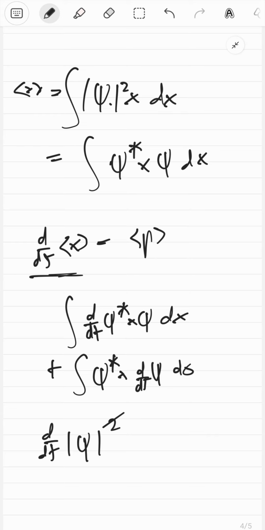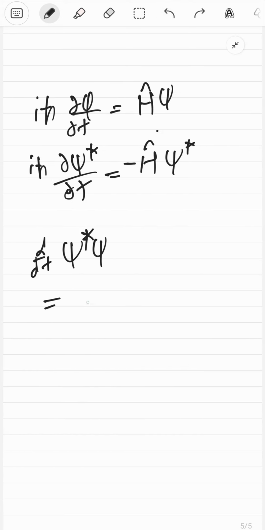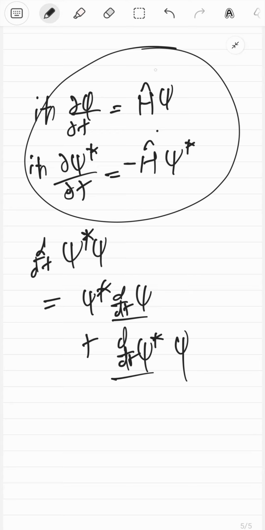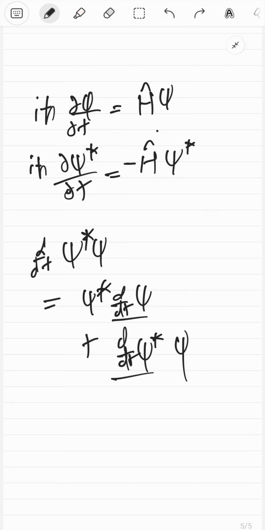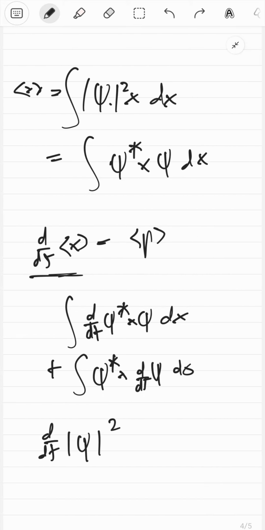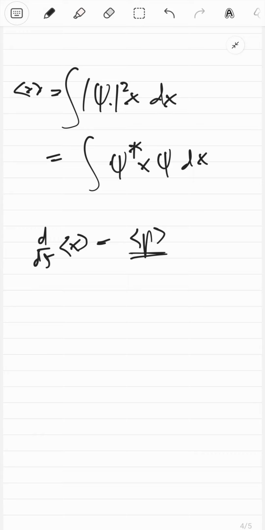And so just as I did before, you do this thing: psi star d by dt of psi plus d by dt of psi star and then psi, right? But now you know what these quantities are from this thing. And so you combine all of that, and then essentially what you get is that this quantity, you can write it like this. You can write the expected value of the momentum, or more like the momentum of the expected value of the position. I don't know if that makes any sense.